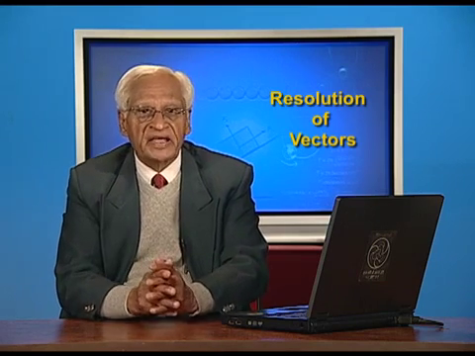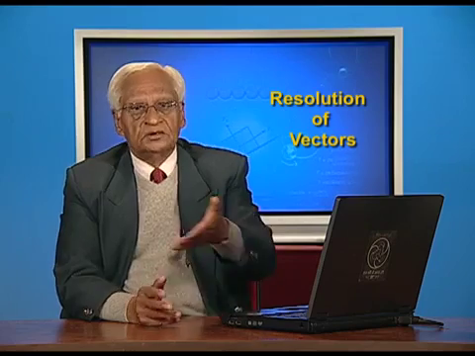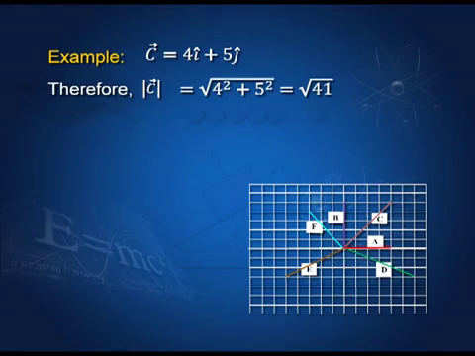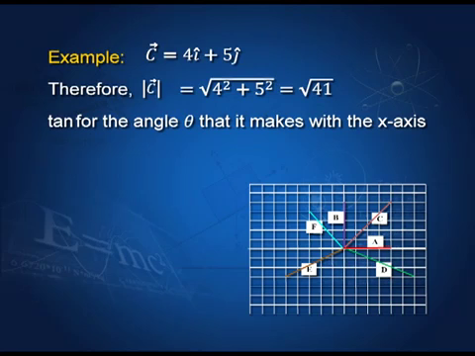And what is the magnitude of c? Use Pythagoras theorem, easy. It is the square root of 4 square plus 5 square, which is the square root of 41. And the angle theta, which it makes with the x axis, tan theta is 5 by 4, or theta is tan inverse 5 by 4.